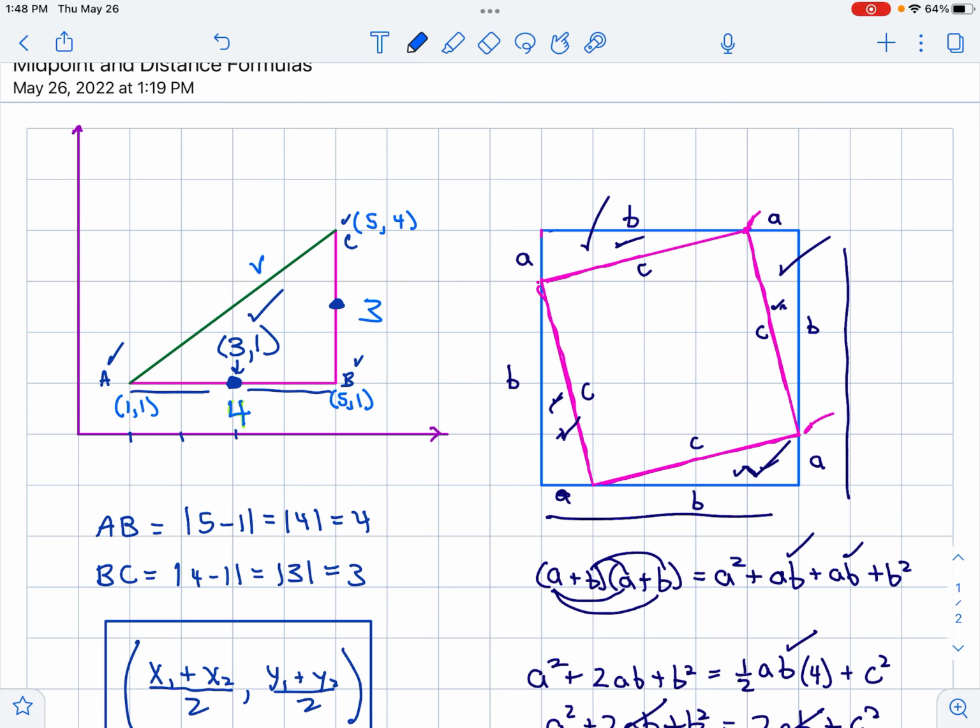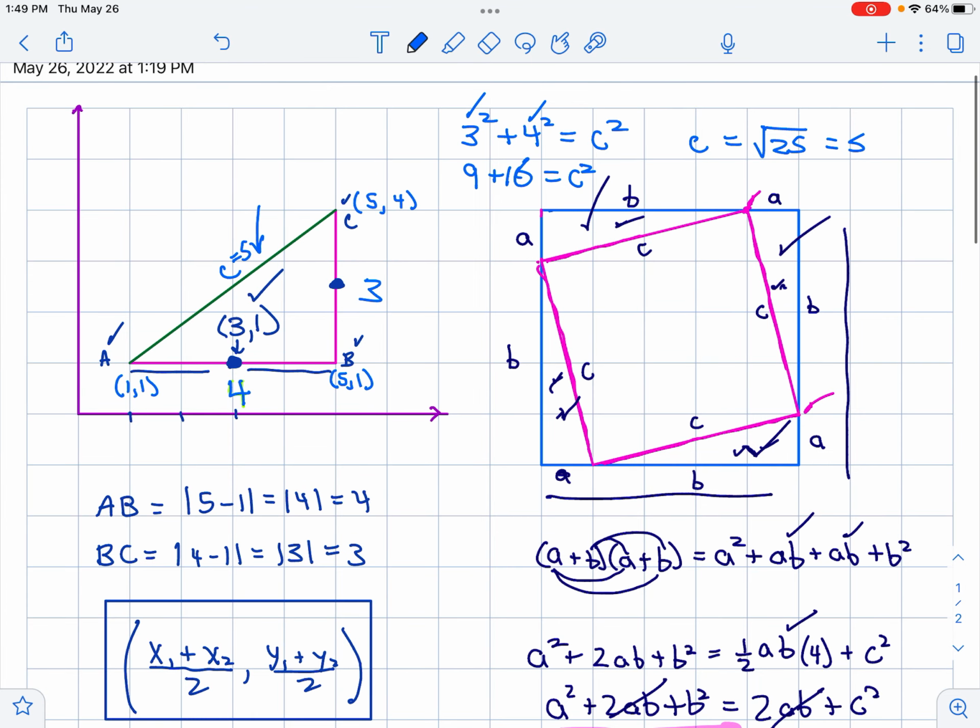So if we want to know this length right here, we could just say 3 squared plus 4 squared is equal to that length squared. In other words, 9 plus 16 equals C squared. Or in other words, C is equal to the square root of 25, which is 5. I'm sorry about this mess up down here. 4 squared is 16, so 9 plus 16. So that length there is 5.